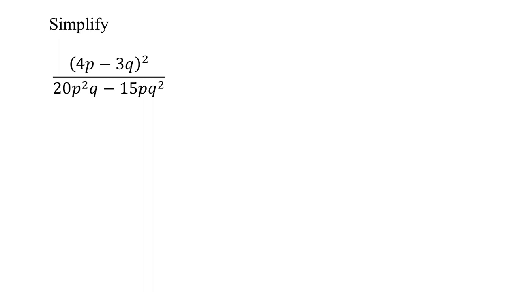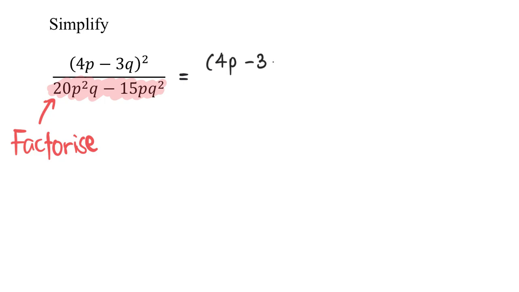And again, I see a plus or minus outside in the numerator or denominator. So the very first thing for me to do would be to factorize. Okay. So in this case here, I'm going to rewrite the top as 4p minus 3q times 4p minus 3q.